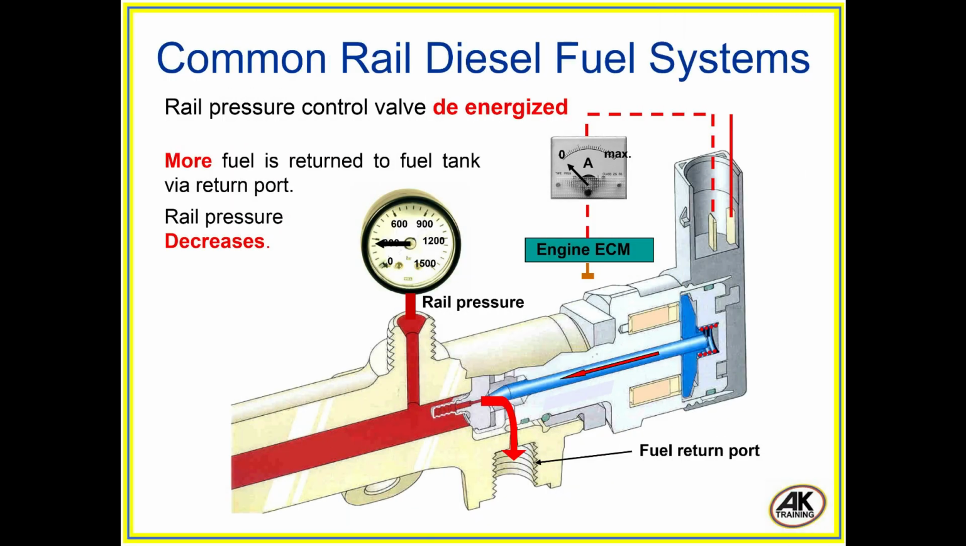Rail pressure control valve de-energized. More fuel is returned to the fuel tank via the return port. Therefore rail pressure decreases. Rail pressure control valve energized. Less fuel is returned to the fuel tank via the return port. Rail pressure increases.